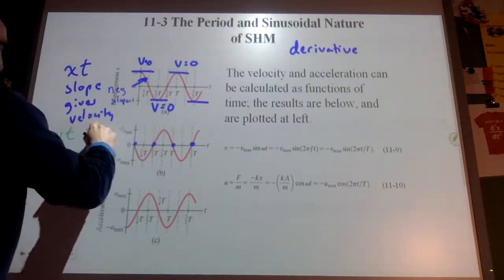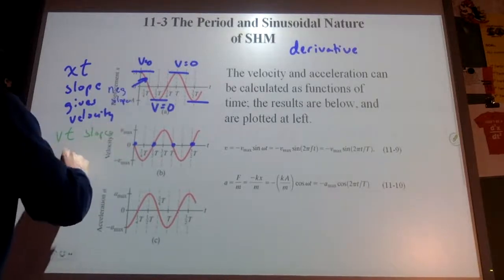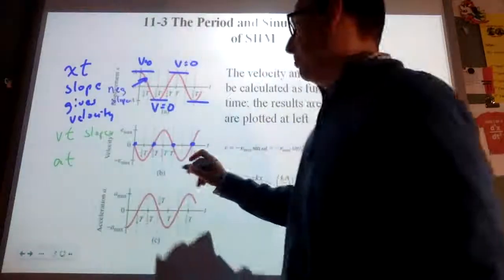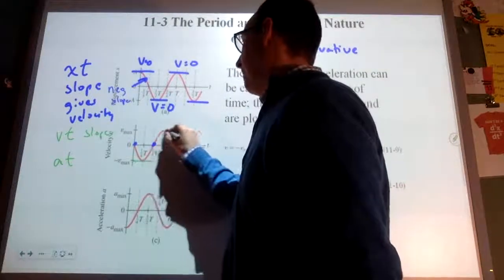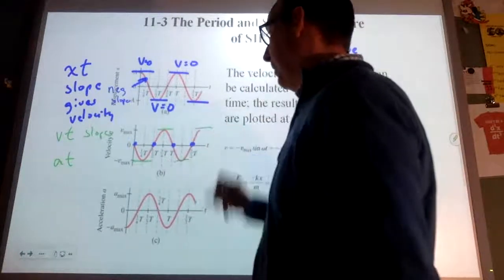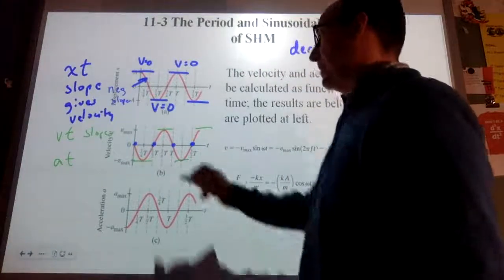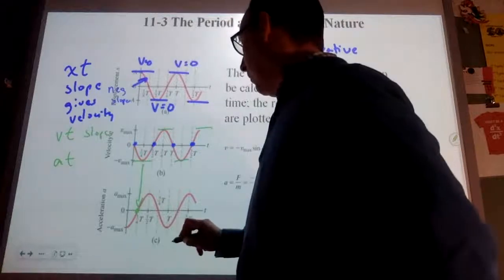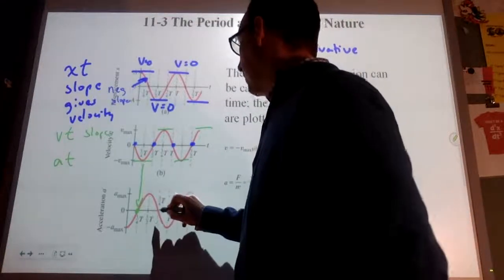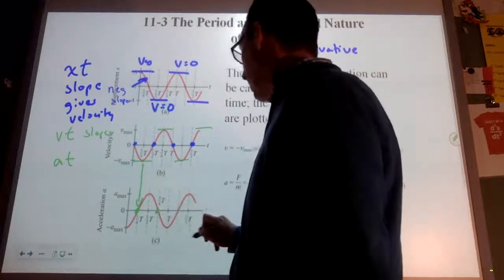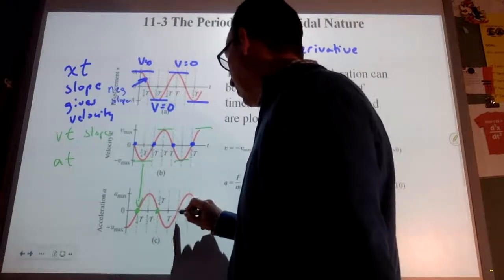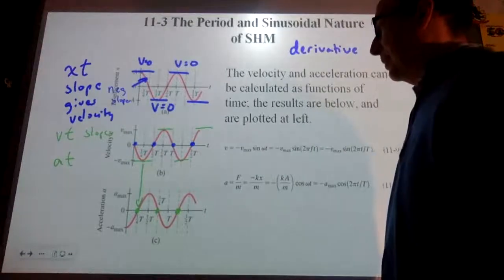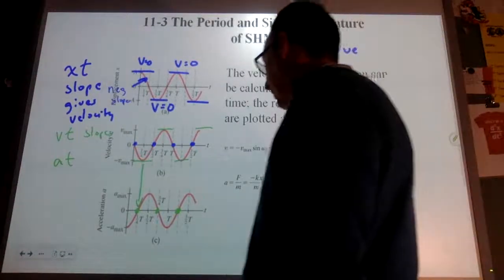All right, to go from velocity-time to acceleration-time, the velocity-time slopes give us acceleration. So again, where is the slope 0? The slope is 0 there, there, there, and there. And then I'm just going to plug these in. So I put my 0 point at T over 4. We have one at 3/4 T. We have one at that point.